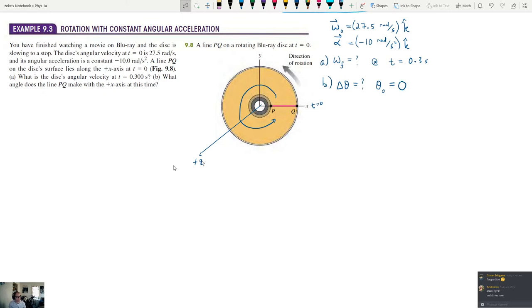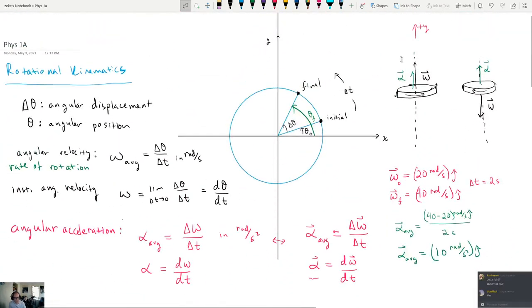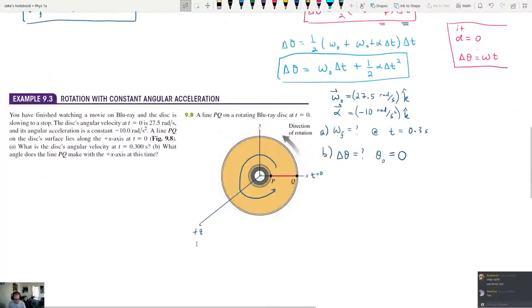This is just, I guess I could say, our convention for how we define vectors that are rotating: we define them along the axis that they're rotating. That's how we define the rotation vector. So do you understand? Okay. It's just like this right here, but it's drawn in a two-dimensional plane.